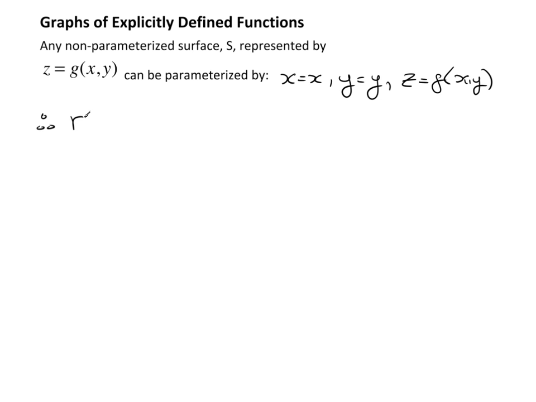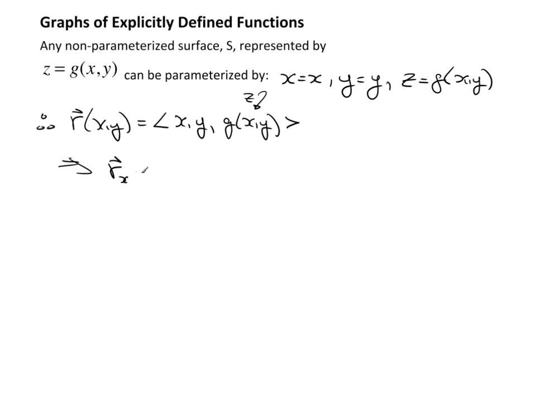Therefore, I can go ahead and parameterize it in terms of a vector function, r of x, y. This is going to be the vector x, y, g of x, y, which, remember, this is just z. So that would imply that the partial with respect to x is going to be 1, 0, the partial of g with respect to x, and obviously the partial with respect to y is going to be 0, 1, the partial of g with respect to y.